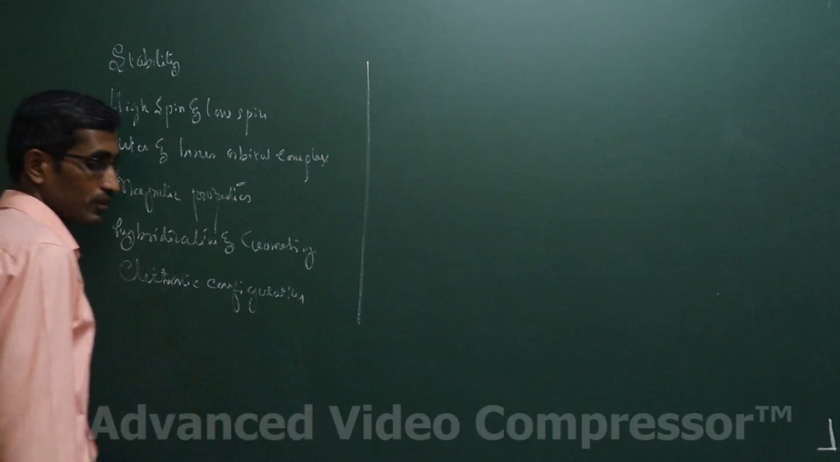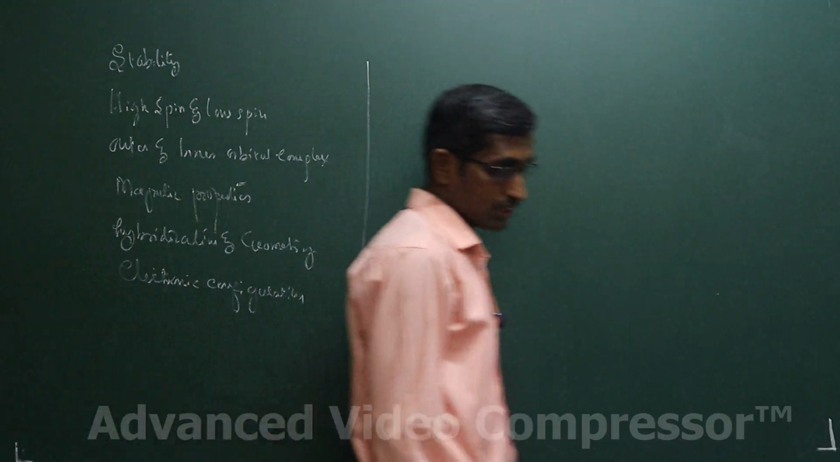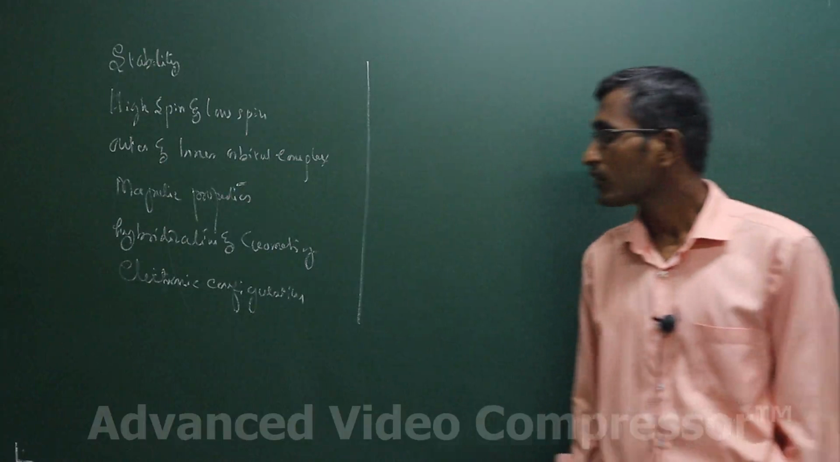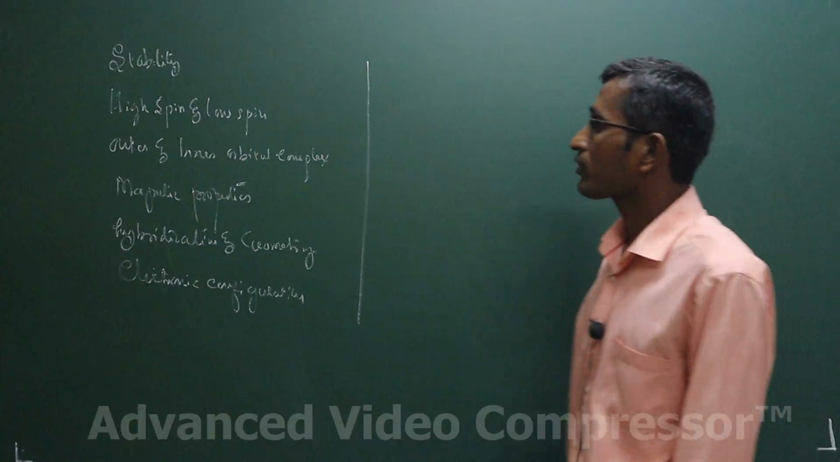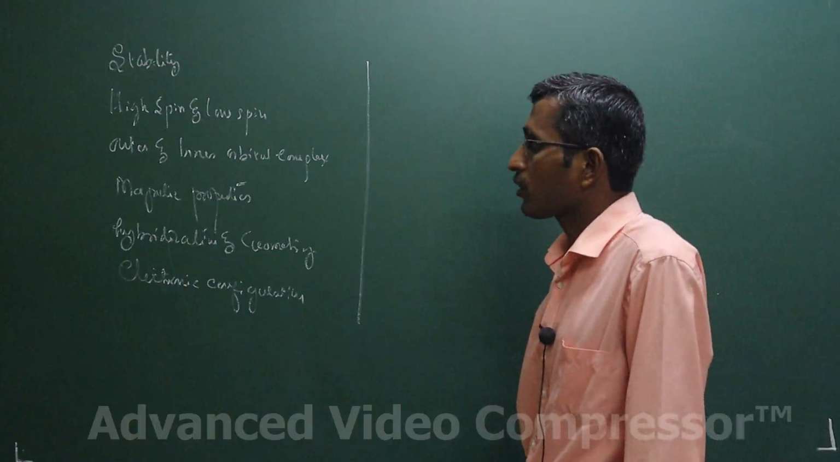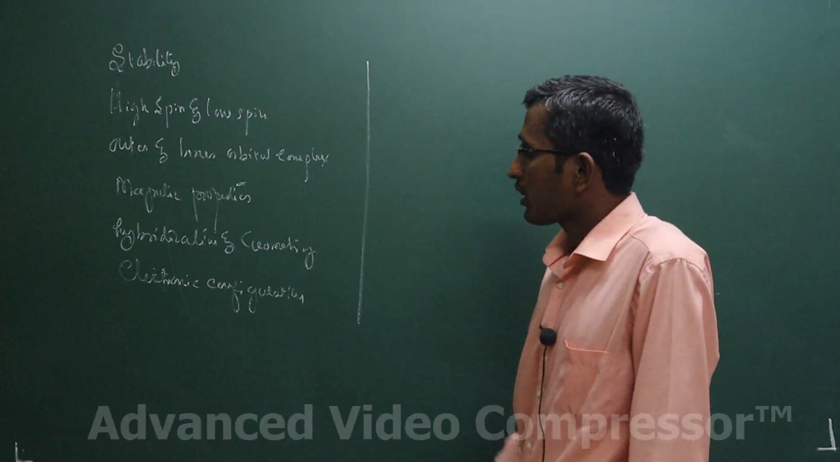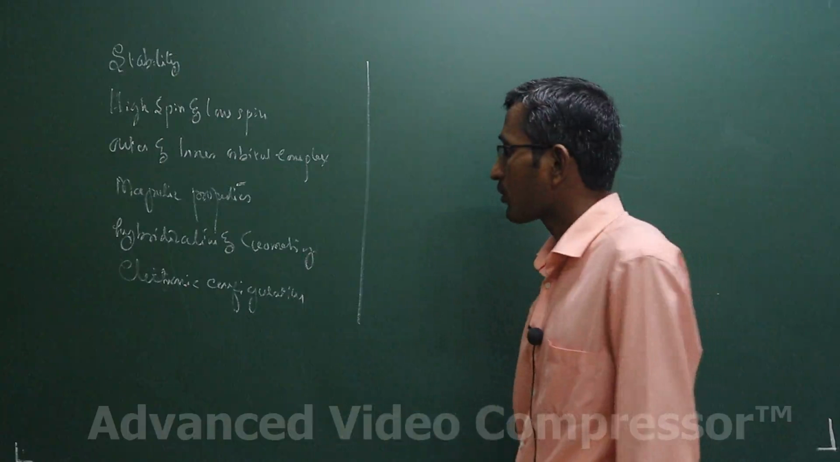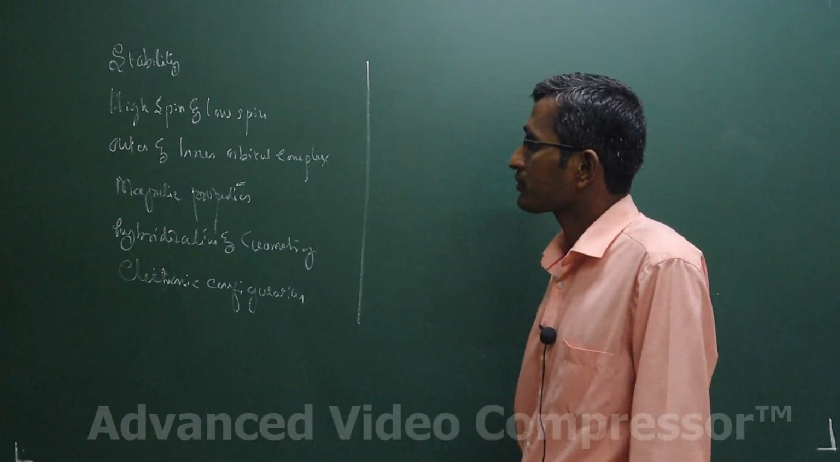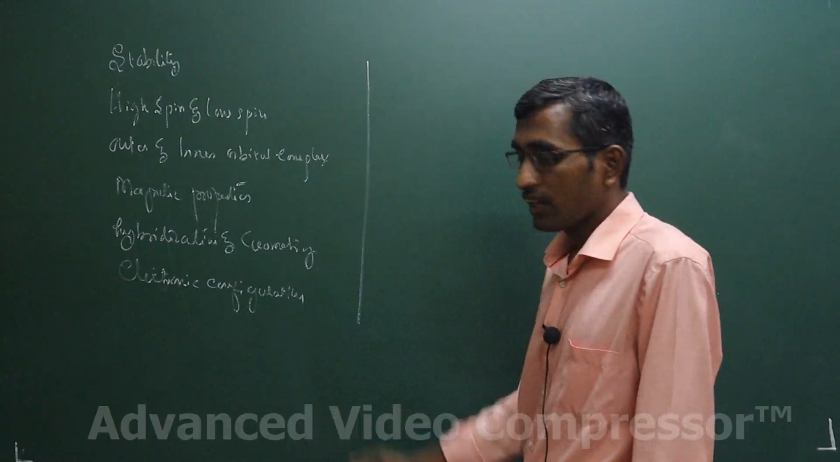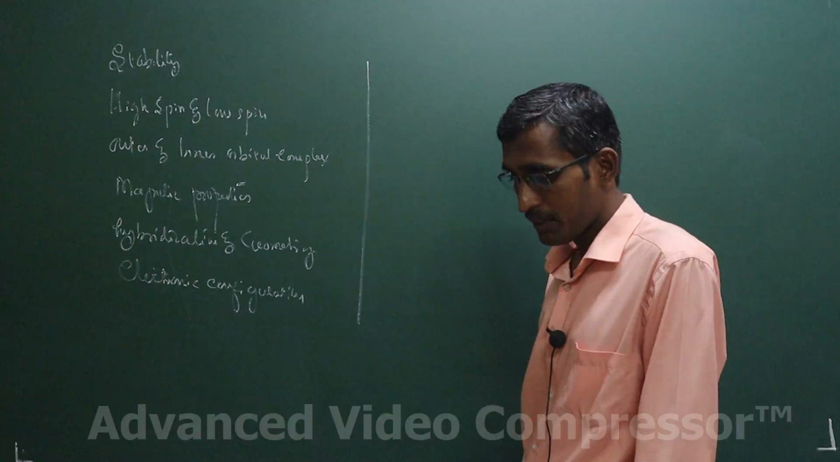And so on and so forth. So many application parts of the crystal field theory will be taken care of in this session. So we will be focusing on stability of the complex, whether the complex is a high spin complex or the low spin complex. For octahedral, the outer orbital or inner orbital complex will be predicted, and magnetic properties, hybridization, geometry, electronic configuration will also be predicted.